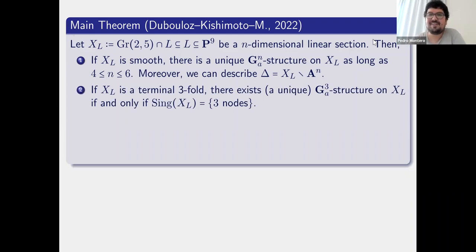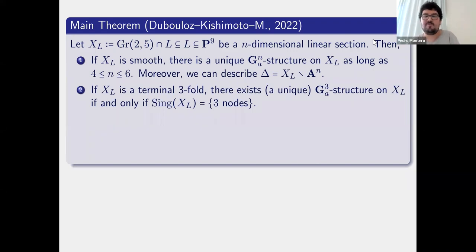Something better can be obtained along the proof. Actually, you can take another hyperplane section. If this section is smooth, then it's over because it's this B5. And I already told you that B5 is not additive. But if you allow some singularities, some terminal singularities, this is a slang from the minimal model program.